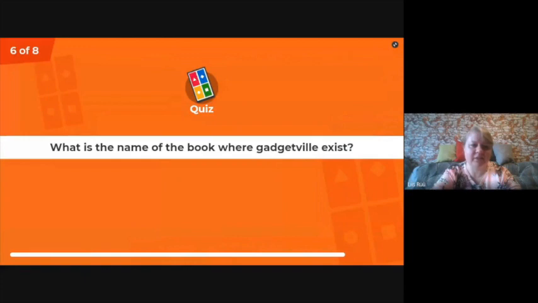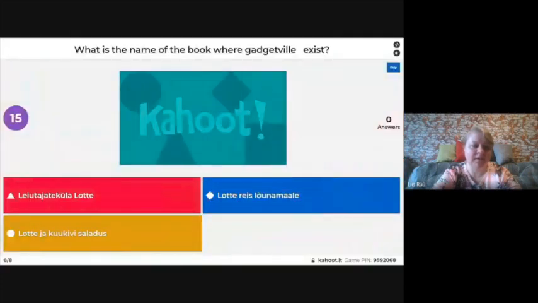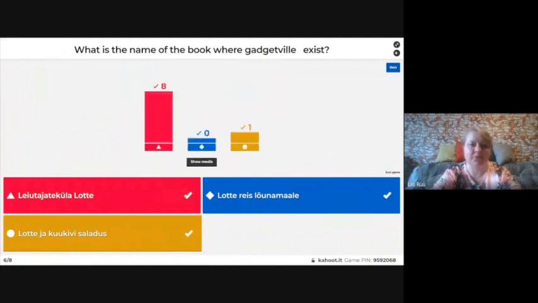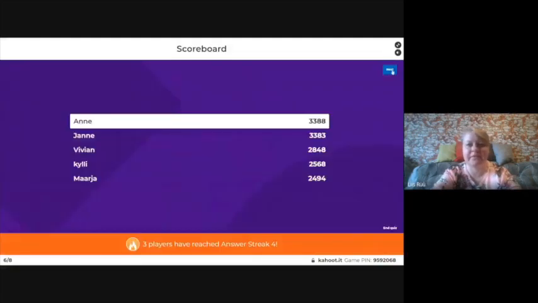Is it Leiutajate küla Lotte, Lotte reis lõunamaale, or Lotte ja Kuukivi saladus? The question is about Gadget Will. Do you know what a gadget is? Yeah, it was a tricky question. Gadget Will, it means Leiutajate küla, and Lotte is the famous children's book character who is living in Gadgetville, and all her adventures are taking place in that village, or they are starting from there, or they are ending there. So all the answers were correct, actually.